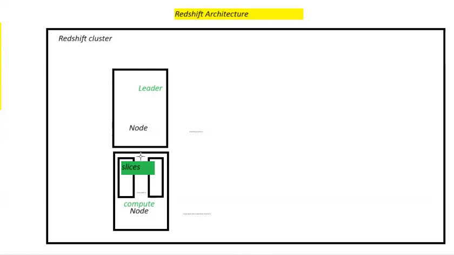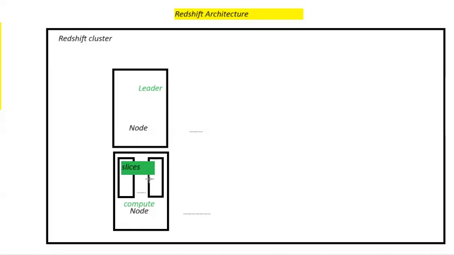Coming to the leader node, does it have any slices? The answer is no. The leader does not have any slices. Only the compute nodes have slices, based on node type and node size. So let's see how data is inserted. Whenever data is inserted to the cluster, the cluster will distribute your data among these slices based on some distribution key. In which format? In column format.